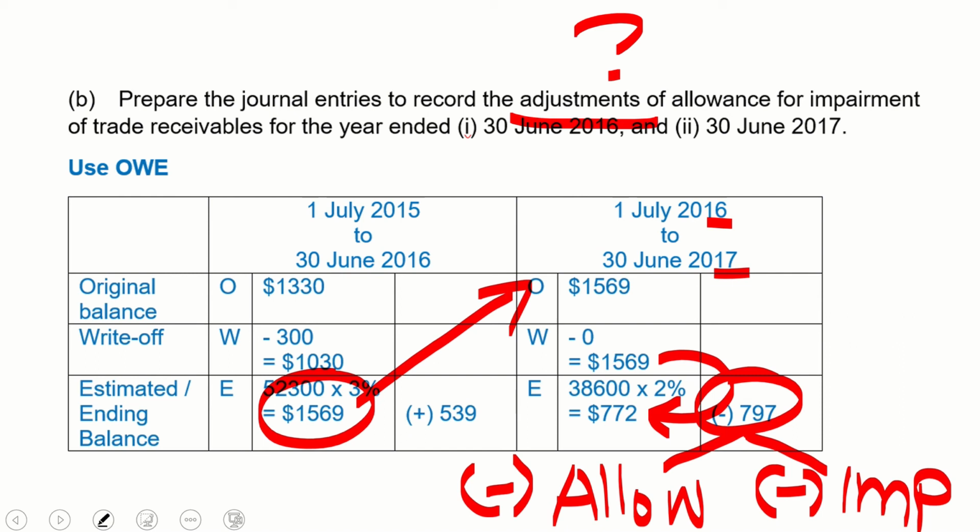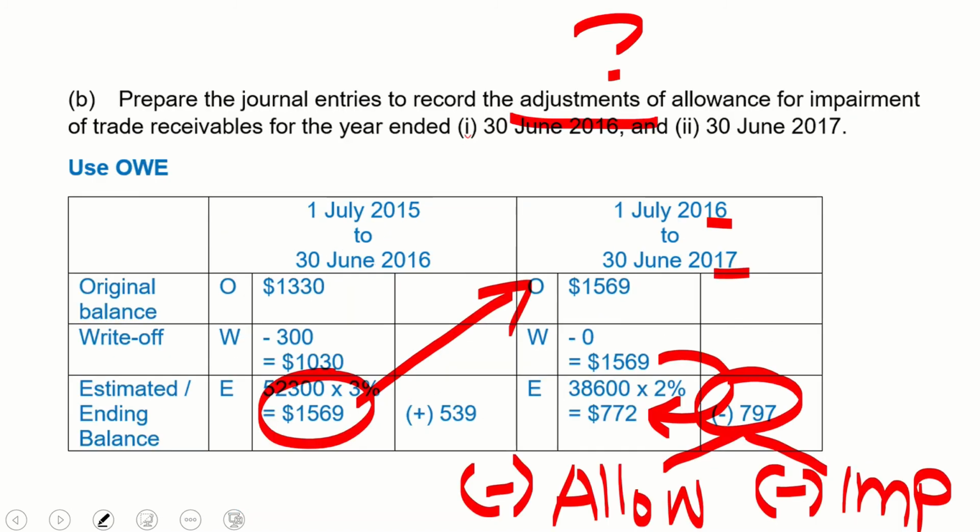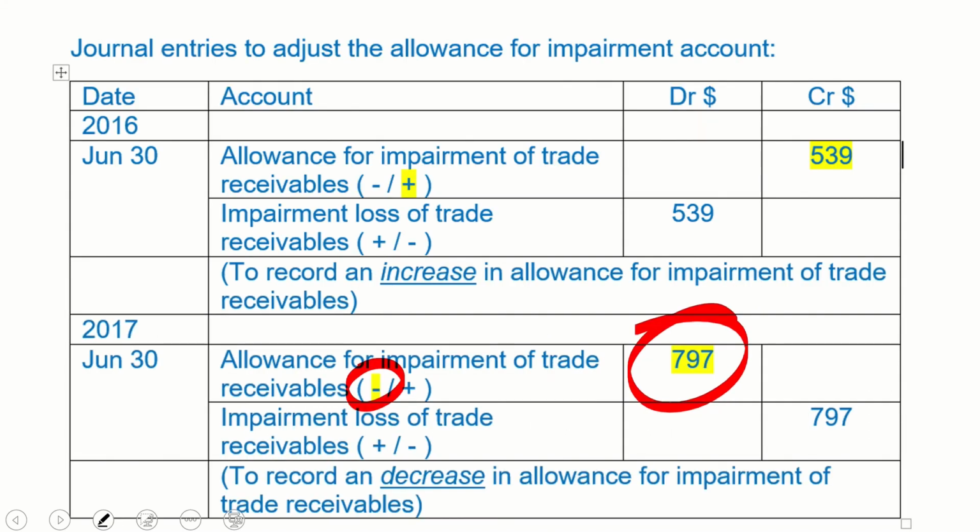How does this look like inside your journal entries? So for your journal entry, you will record allowance reduced, and that is a debit 797. Recall again, I am adjusting this 797, the reduction, and not the final balance of 772. So I only reduce 797. So allowance reduced by 797. Impairment loss also reduced by 797.